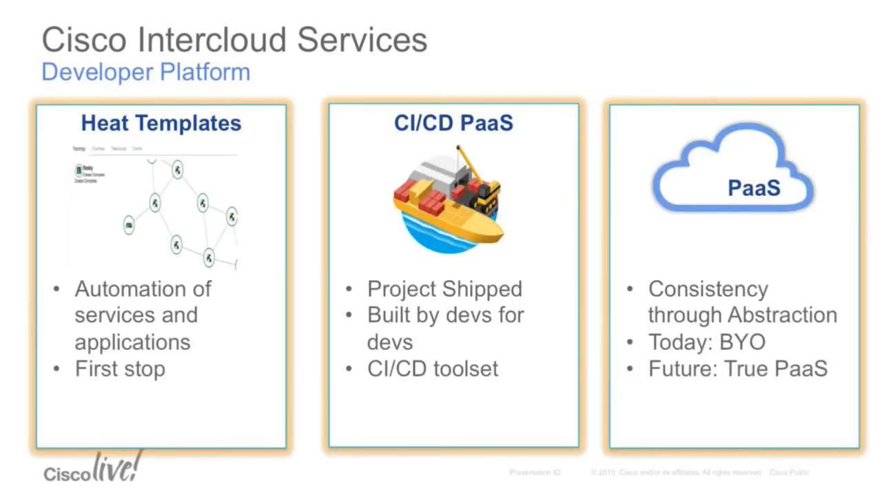Now, I'll talk a little bit about the actual platform for developers. What we consider the first stop for developers currently on the platform is they're leveraging heat templates. You can leverage a heat template to build out not just infrastructure, but you can also automate the deployment of an application. One of the examples that I'll go through tomorrow is setting up an instance of Flasky, which ultimately has Nginx on the back end.